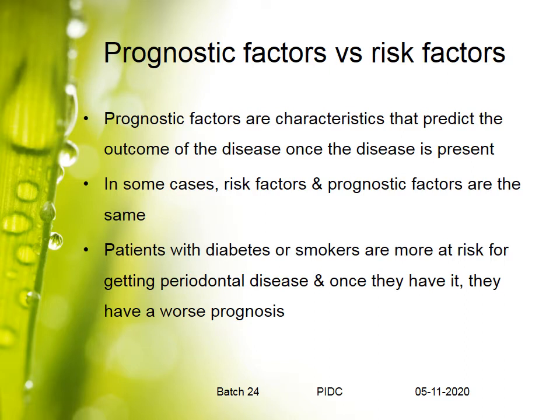Now, coming on to the difference between the prognostic factors and the risk factors. Prognostic factors are characteristics that predict the outcome of the disease once the disease is present. In some cases, both the risk factor and prognostic factors can be the same. Patients with diabetes or smokers are at more risk for getting periodontal disease, and once they have it, they will have a worse prognosis. So, in this case, diabetes or smoking is both a prognostic factor as well as a risk factor.